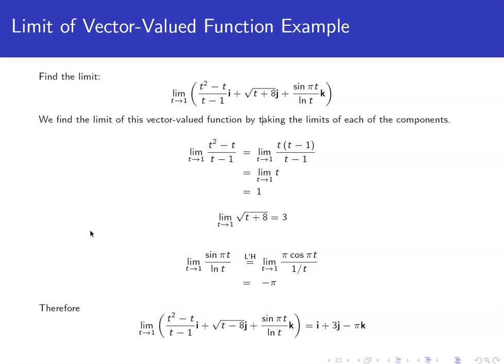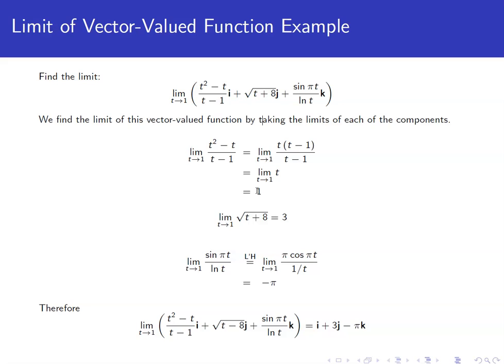We want the limit as t approaches 1 of (t squared minus t) over (t minus 1). We note that we can factor a t out of the numerator, so we're left with t times (t minus 1) all over (t minus 1). We can cancel the t minus 1s because in the limit as t approaches 1, we don't try to plug in 1 for t yet. And we just get the limit as t approaches 1 of t, or we get 1.